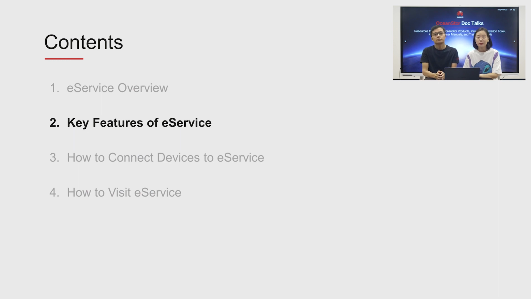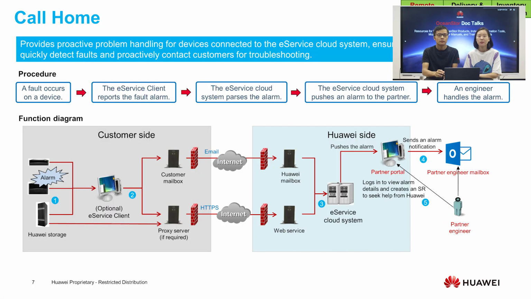Now let's move on to the second section of this course: key features of eService. Now let me introduce the key features of eService one by one, including three types: remote O&M, delivery and maintenance, as well as inventory operation.